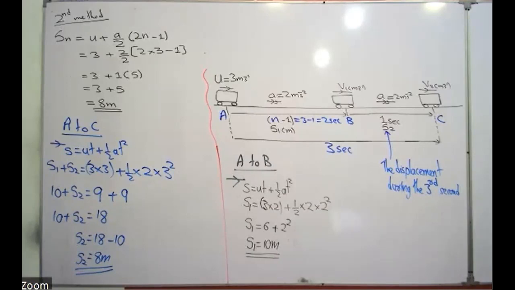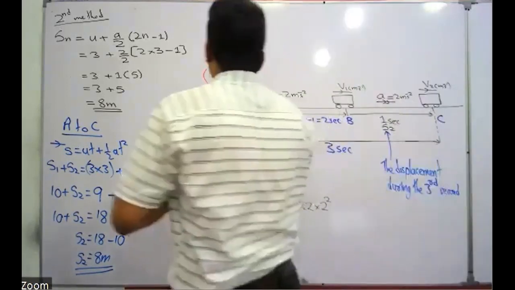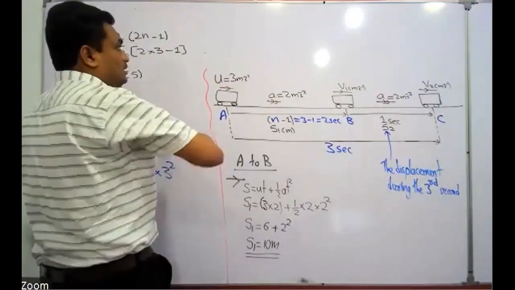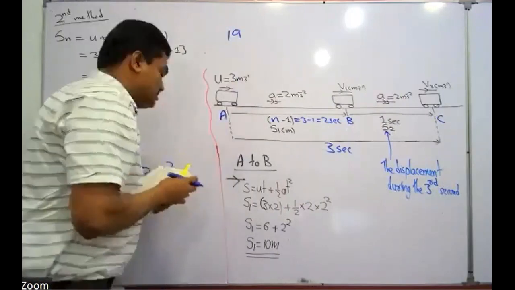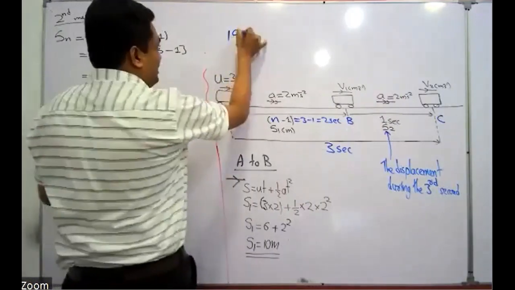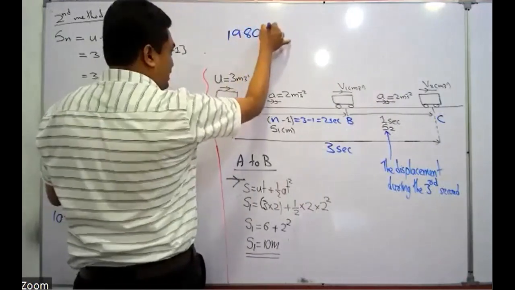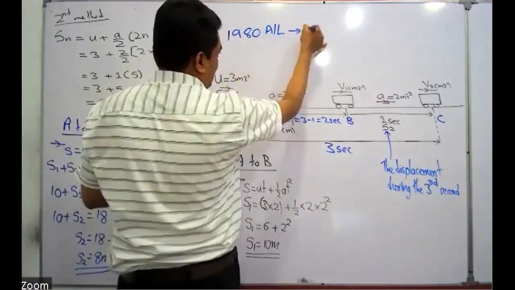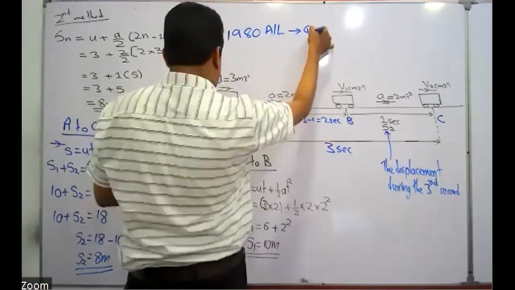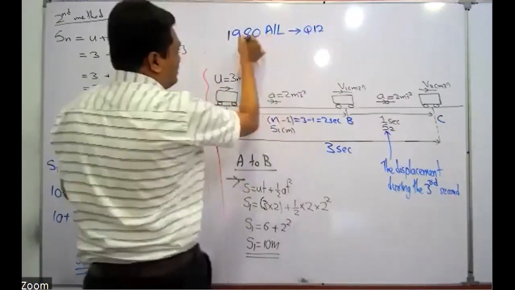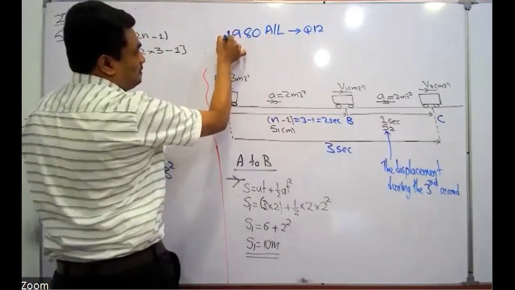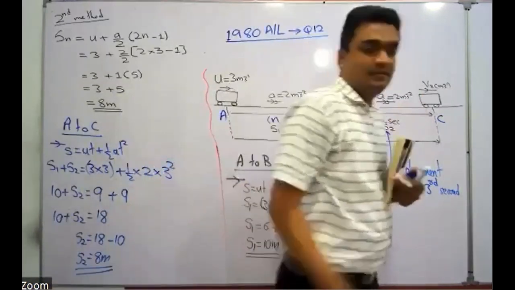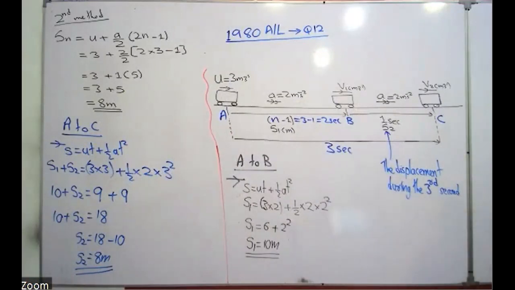Let's try this MCQ, a past paper MCQ. This is given in 1980, AL, this is an MCQ question, question number 12. I think it's a single sentence question. So let's write the question. I'll read.